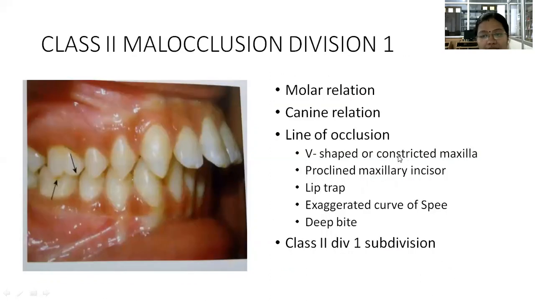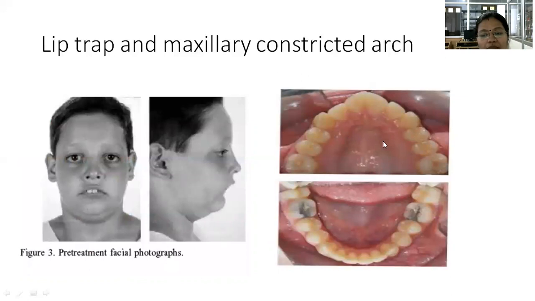Okay. And constricted, again, you don't have a proper inter-arch distance. So you can have a narrow maxillary arch, and the space is very minimal. So this is called as the constricted maxillary arch. The normal is U shape, isn't it? So rather here you have a V shape, and again you have a constricted arch, and again you have a lip trap. You can see here, isn't it? So when you have proclined maxillary anteriors, definitely your lower lip will be encased or trapped between the maxillary anteriors. Okay, so that is called as the lip trap.